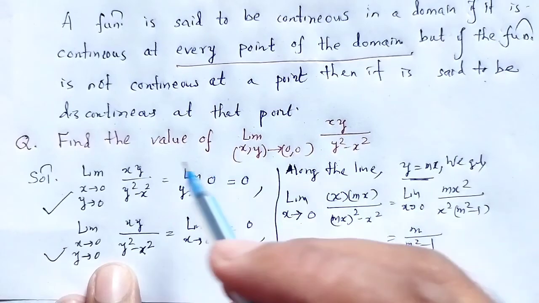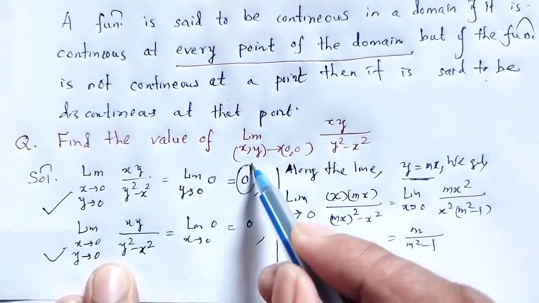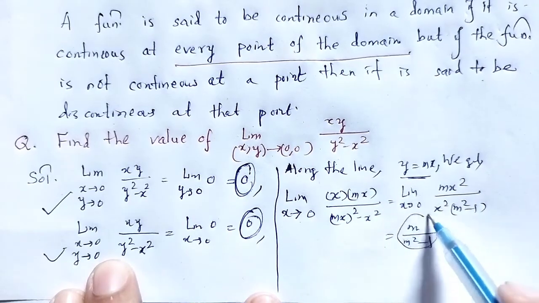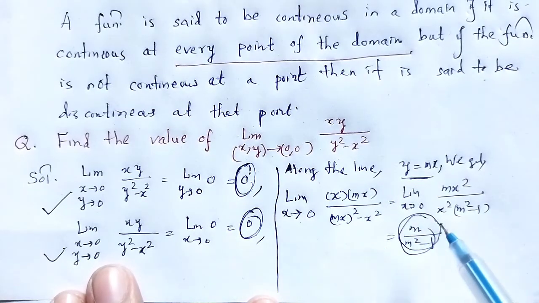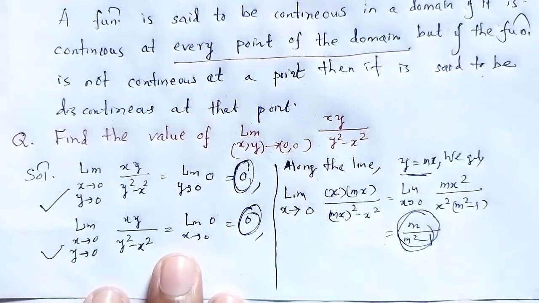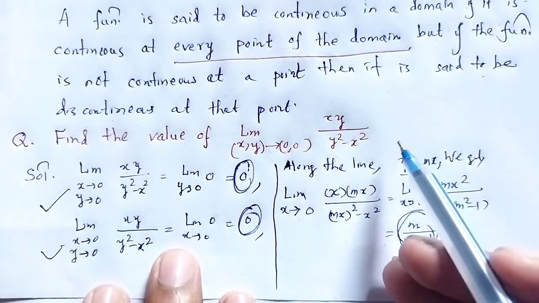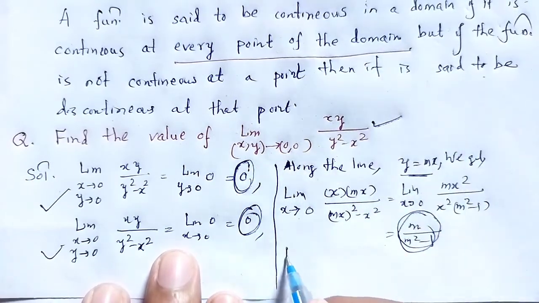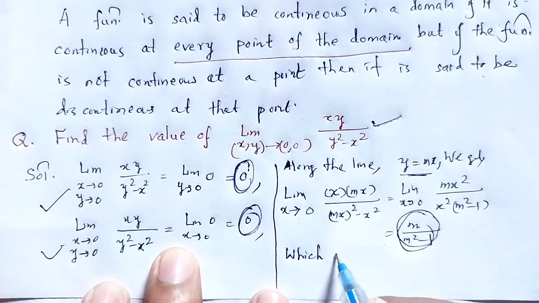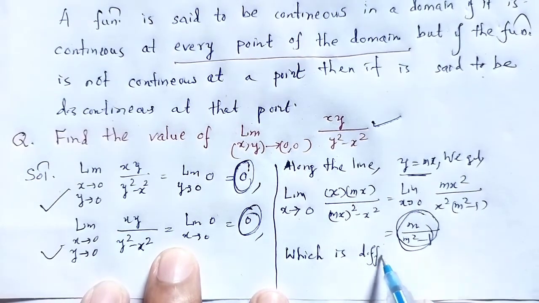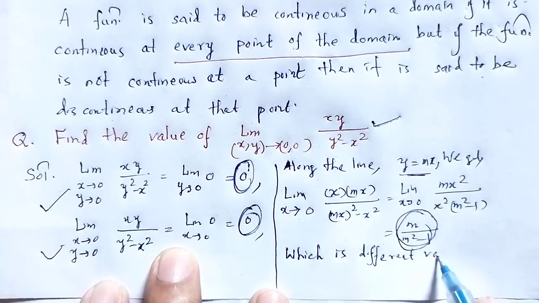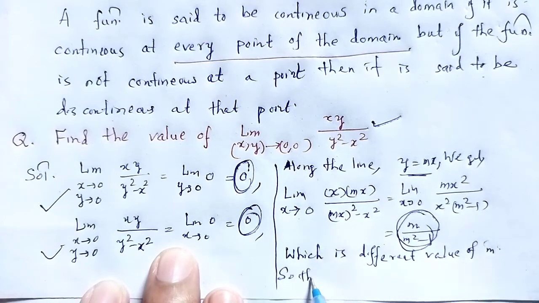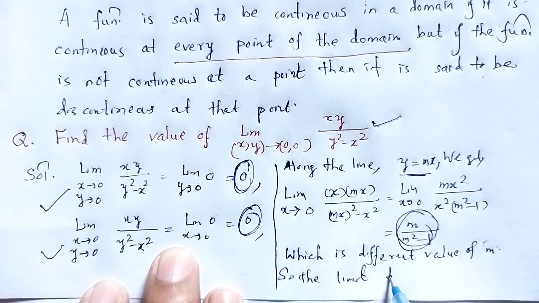Look at these three conditions. At x tends to 0, we evaluate it as 0. Again y tends to 0 gives 0, and along the line it is m divided by m square minus 1. In these three cases the results are not the same, so we cannot find the limit of the given question. It gives a different value for each m, so the limit does not exist.